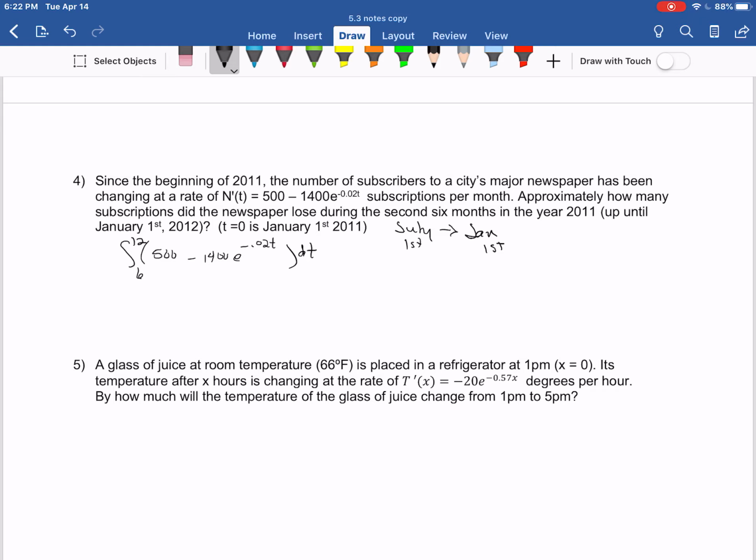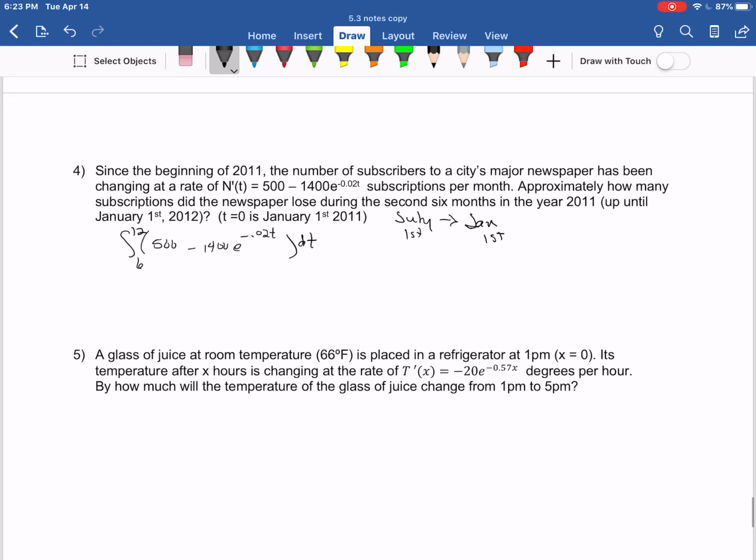So if 0 is January 1st of 2011, February is the first full month later. Count up until July: February, March, April, May, June, July. Yes, we want to go from 6 to 12 on that. Okay, let's do it. We're going to get 500 times t minus 1400 e to the negative 0.02t divided by negative 0.02, if you remember how to integrate an exponential.